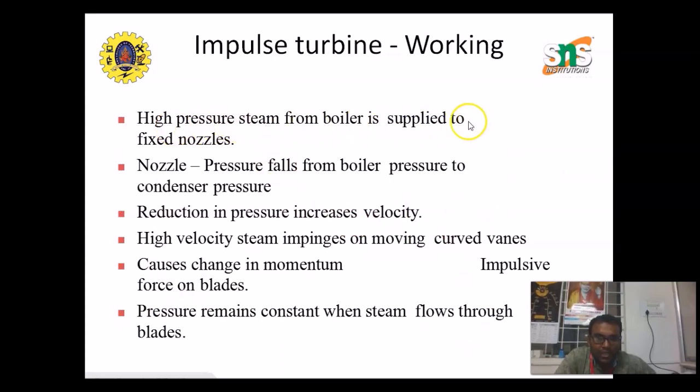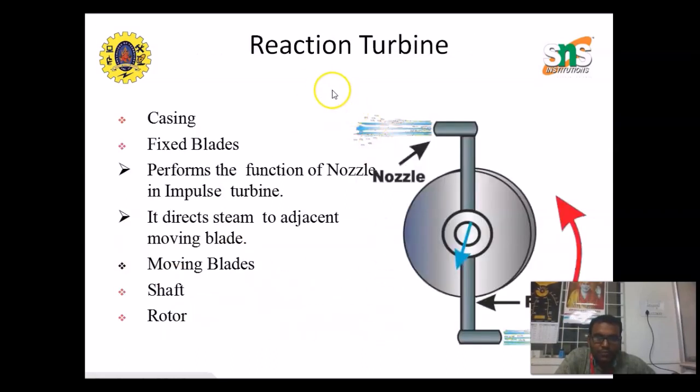High pressure steam from the boiler is supplied to the fixed nozzle. Here the pressure falls from boiler pressure to condenser pressure. It leads to a reduction in pressure, therefore it increases the velocity. High velocity steam impinges on the moving curved vane. It leads to changes in momentum. Pressure remains constant when steam flows through the blades.